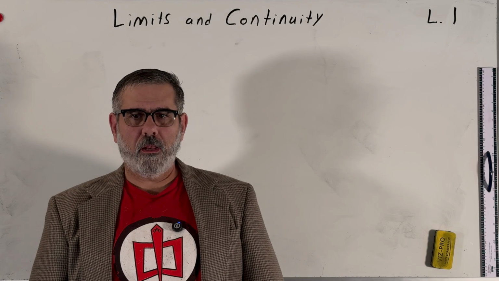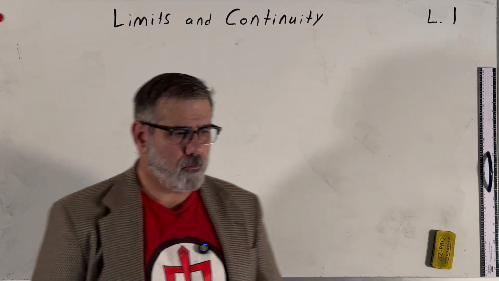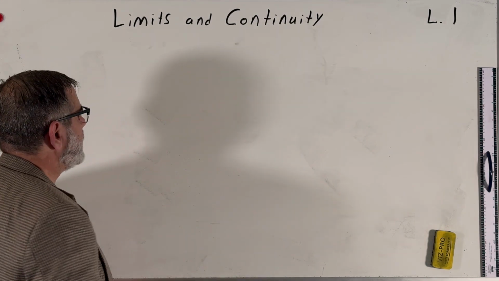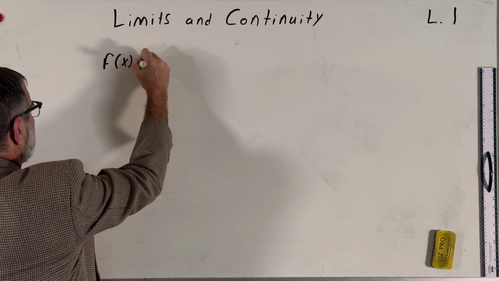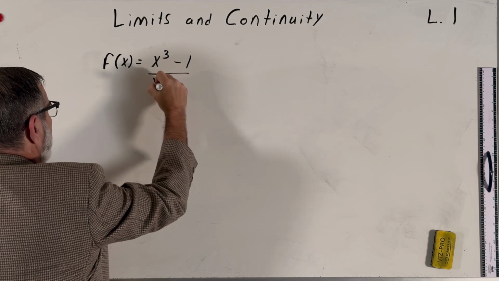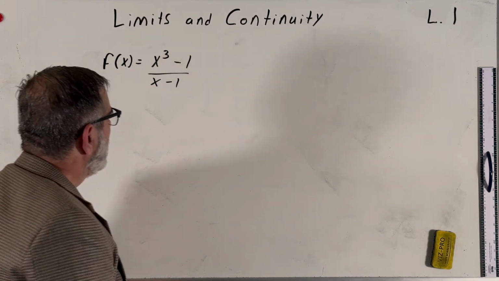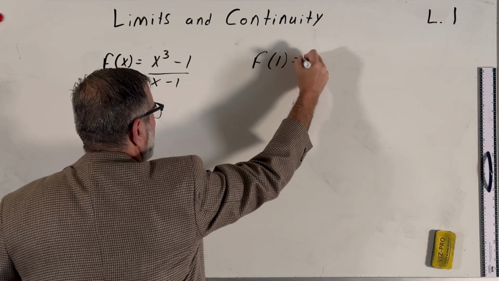Alright, Lecture 1, Calculus 1. Limits and continuity. So, to motivate the idea of a limit, let's consider the function f of x equals x cubed minus 1 divided by x minus 1. And I want to pose the question, what is f at 1 equal to?